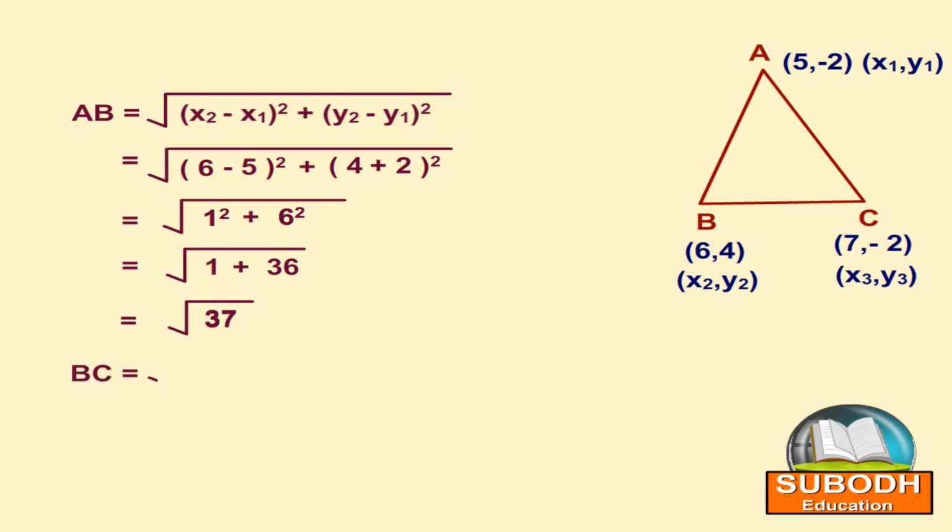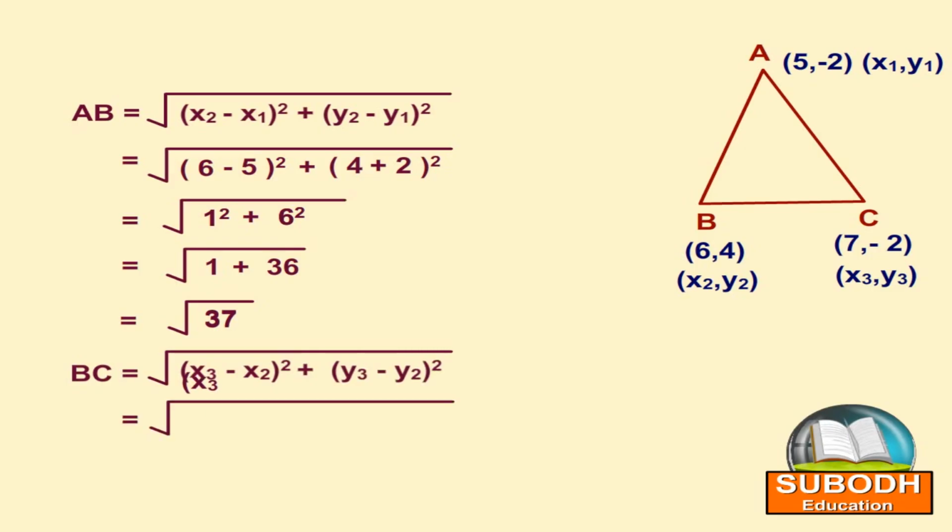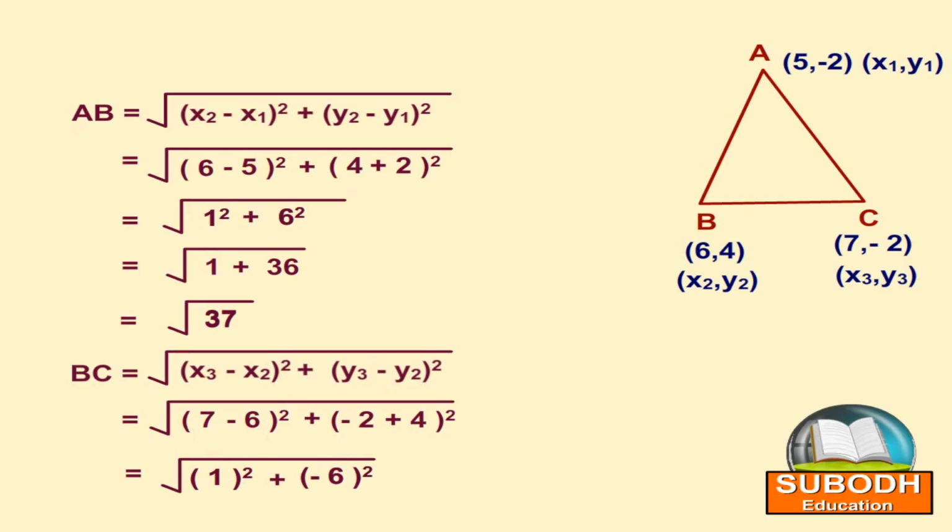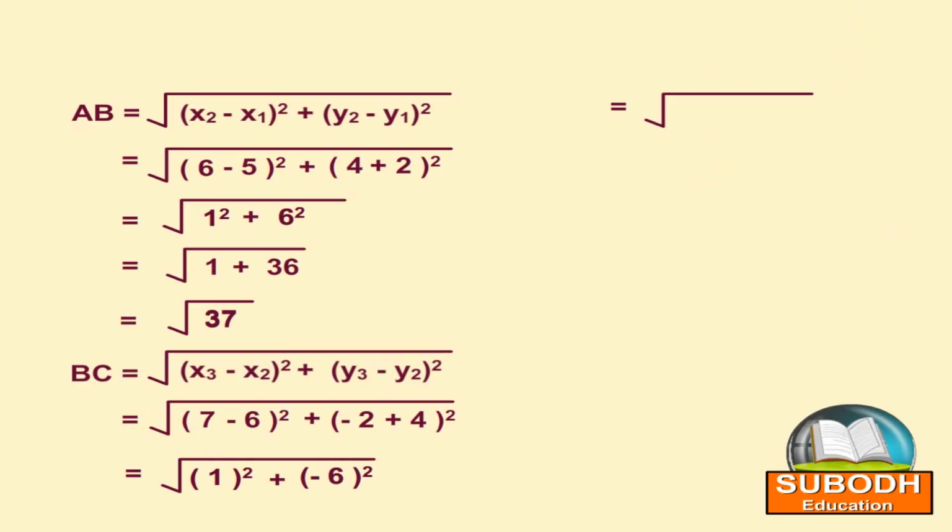BC is equal to root of (x3 minus x2) squared plus (y3 minus y2) squared, which is equal to root of (7 minus 6) squared plus (-2 minus 4) squared, which is root of 1 squared plus (-6) squared, which is root of 1 plus 36, which is equal to root 37.